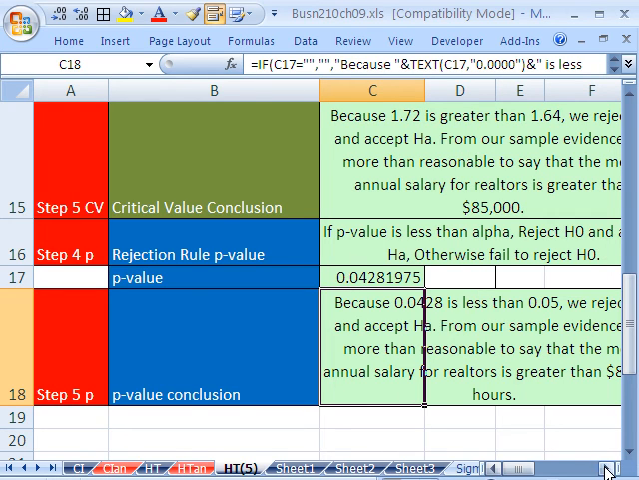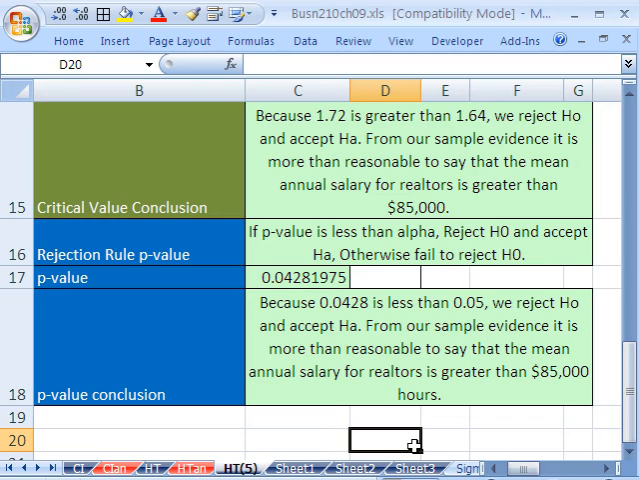Of course, it has to be, because we saw our test statistic compared to our critical value. So our conclusion for p-value: because 0.0428 is less than 0.05, we reject H sub 0 and accept H sub a. We get the same exact conclusion. It is more than reasonable to say that the mean annual salary for realtors is greater than $85,000.